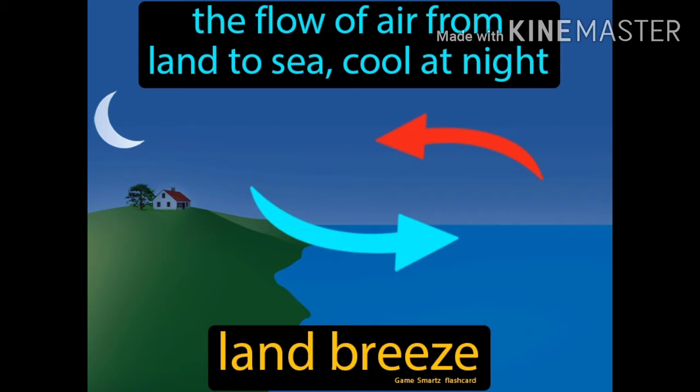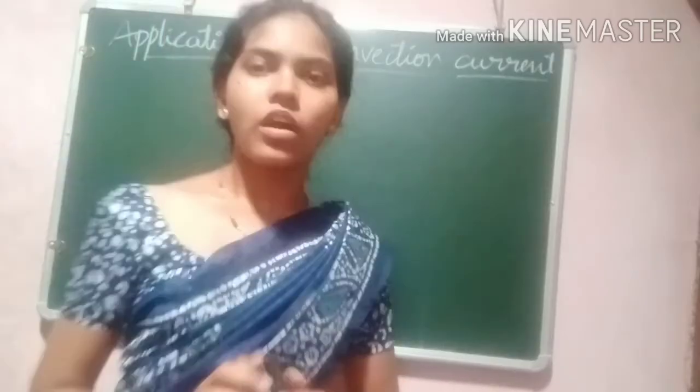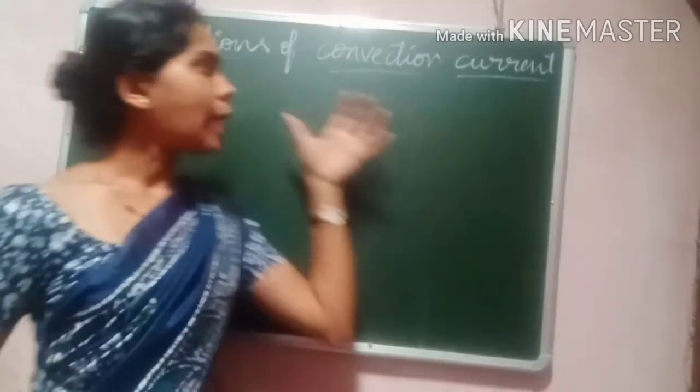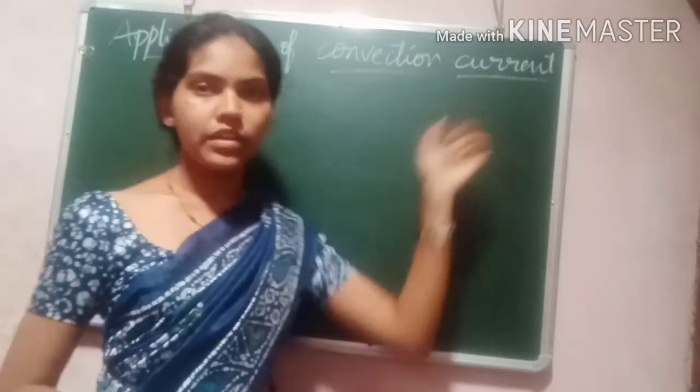During the night time, land breeze. So what do you mean by land breeze? The flow of air from land to sea at night time is known as land breeze. Okay, now let us discuss the applications of convection current.